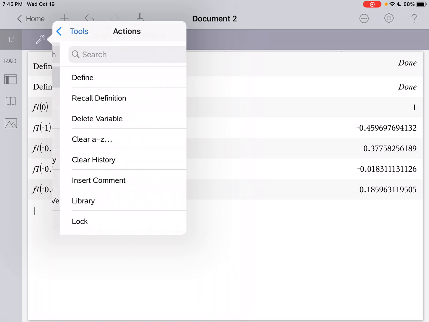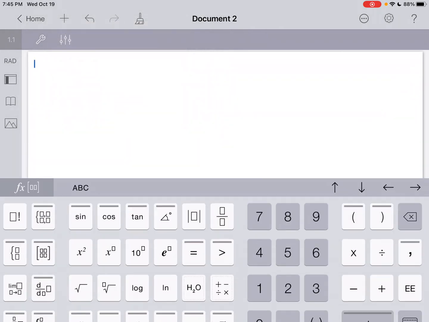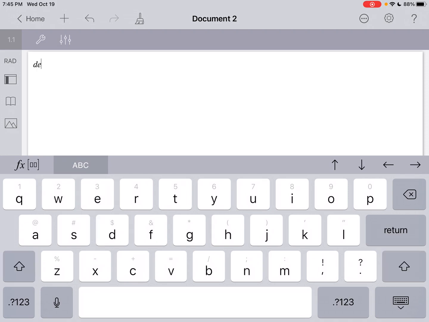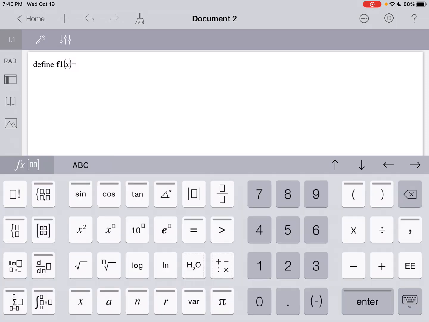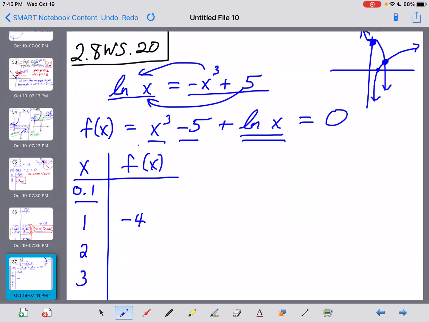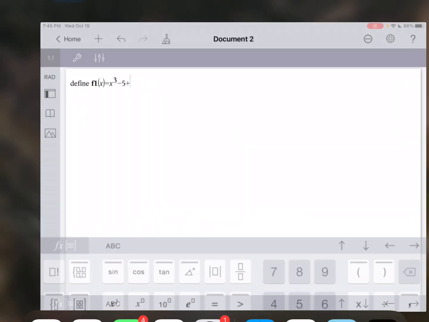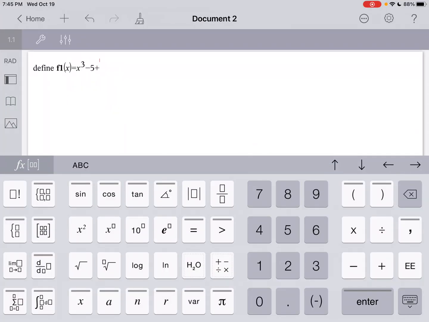Let's get a clean page to start off right here. We'll clear our history out. Okay, and here we go, everybody. We are going to define f1 of x to equal, and now here we go, the function we came up with right here was x to the third power, and then it was a minus 5, and then a plus natural log of x. Yeah, x cubed minus 5 plus natural log of x.